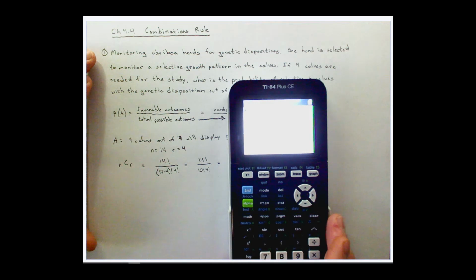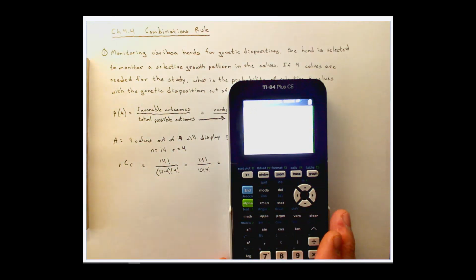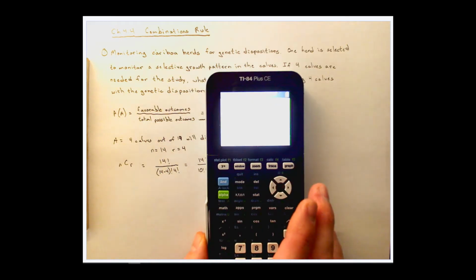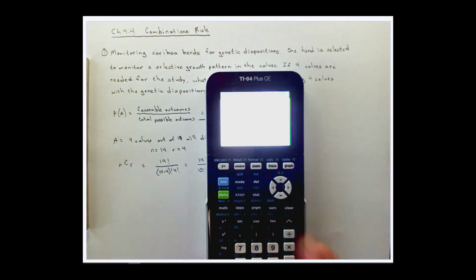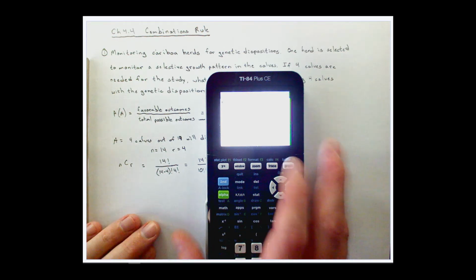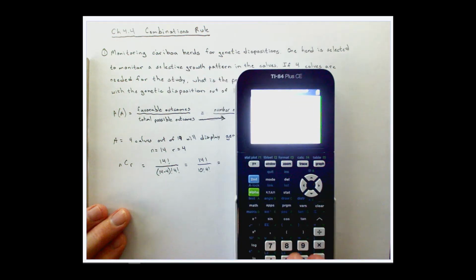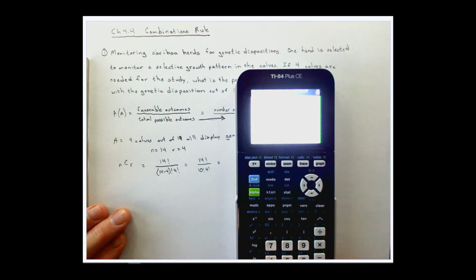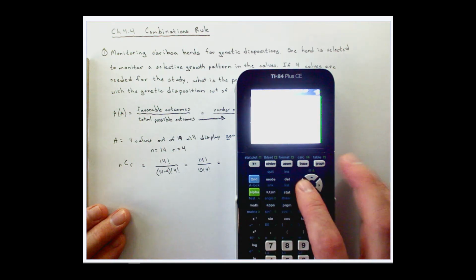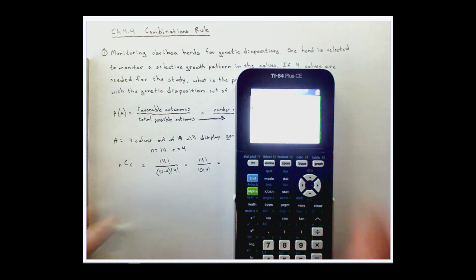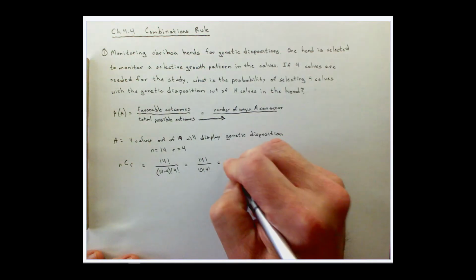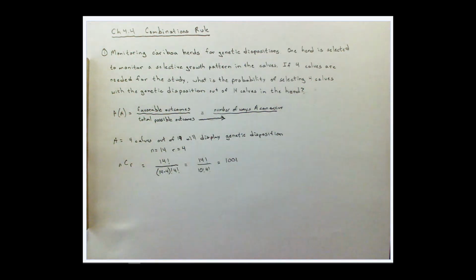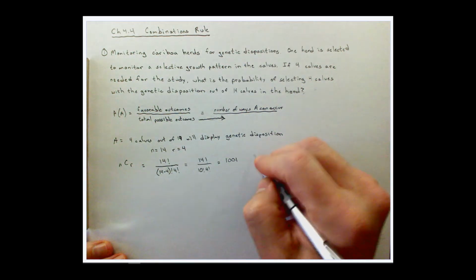Will my calculator show up for you guys? It's horrible trying to do the lighting, so you're going to pretend that you can see everything I'm typing in. I have 14 factorial divided by 10 factorial times 4 factorial, and I end up with 1001. This is the number of different ways to select the calves.